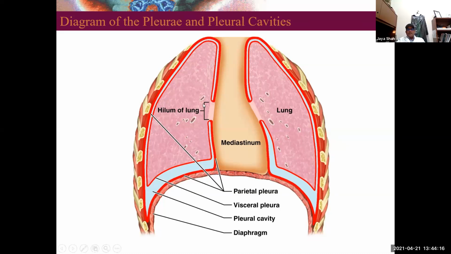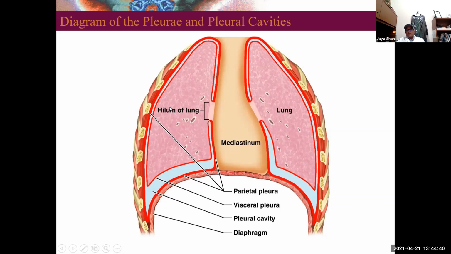Which artery enters the lungs? Pulmonary. The pulmonary artery. And the bronchial artery. The pulmonary artery brings deoxygenated blood from your heart. The bronchial artery is the branch of your aorta that brings oxygenated blood, not to your heart, but to your lungs.